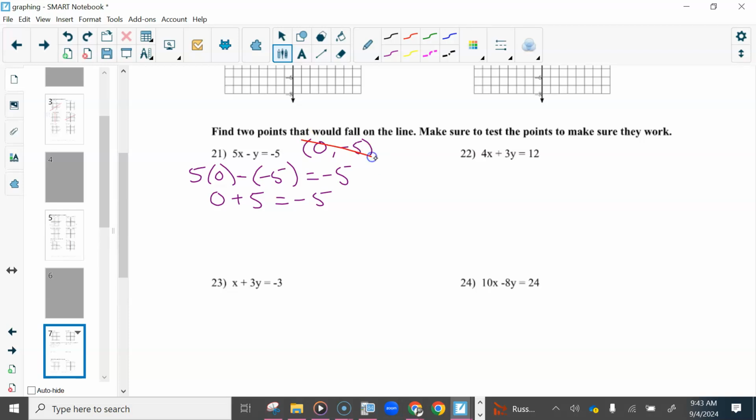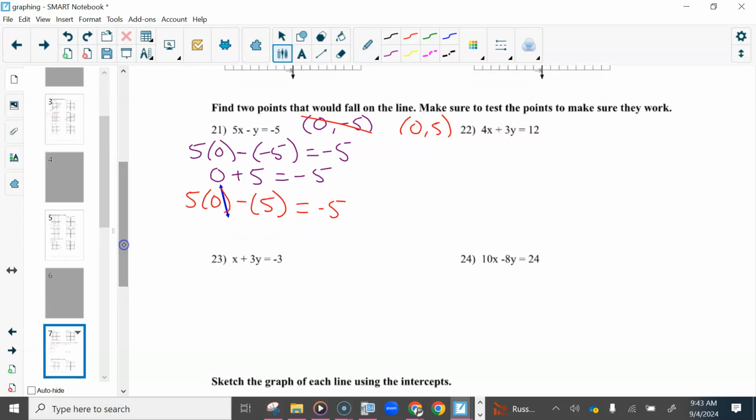I know this doesn't work, but I know 0, 5 should work, and I'm going to do the same thing. Okay. And I'm going to re-put in 0 and 5. This part doesn't change, it's still 0. This is now minus 5. And now I can say negative 5 is going to equal negative 5. That is a true statement. This is one of the points that falls on the line.